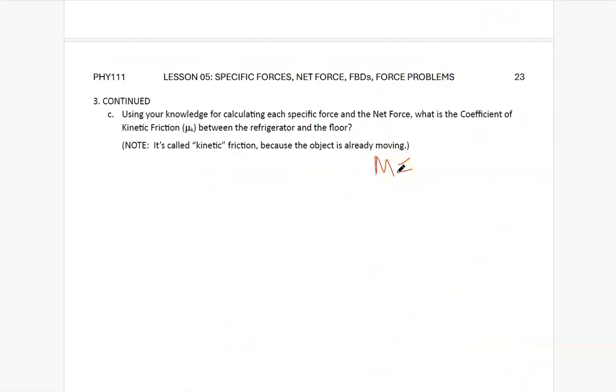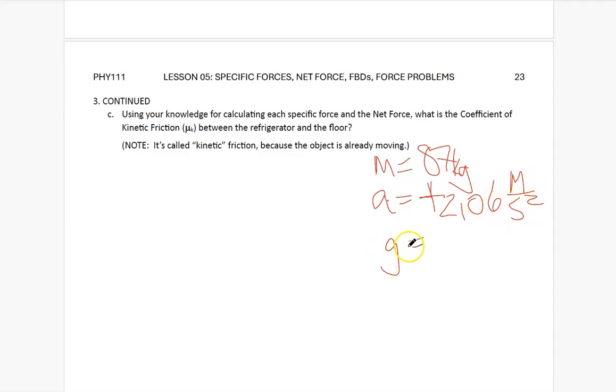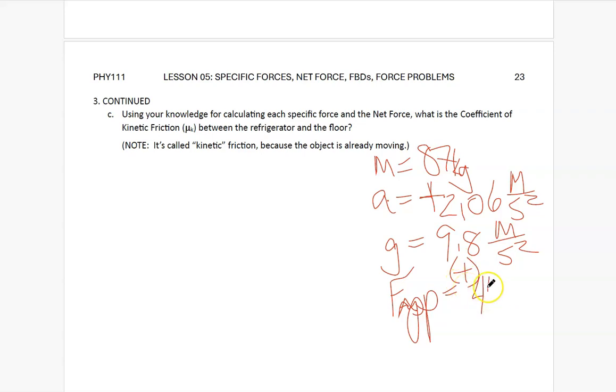We know that the mass is 87 kilograms. We know the acceleration is positive 2.06 meters per second squared. We know G is 9.8 meters per second squared. And we know the applied force is in the positive direction, and that has a value of 443 newtons.